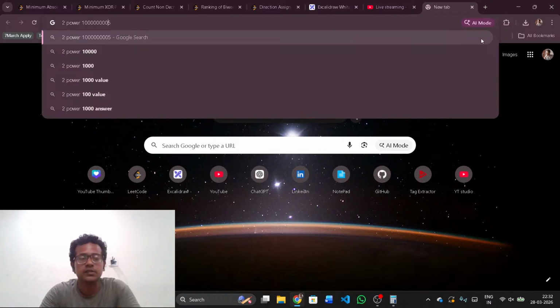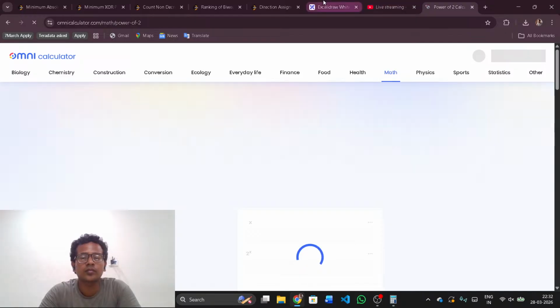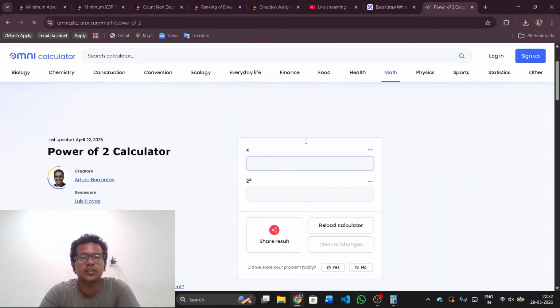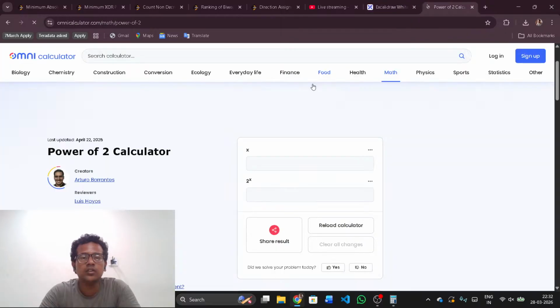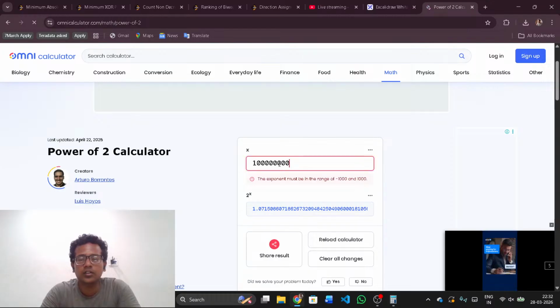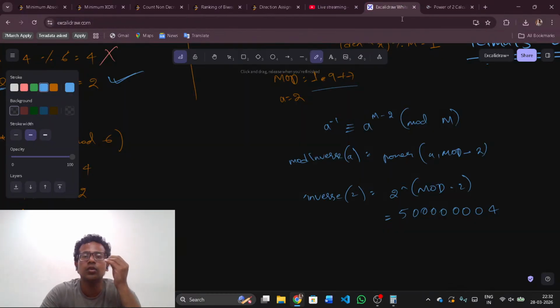Let's take 0. Okay. 2 power mod minus 2, right? 1, 2, 3, 4, 5, 6, 7, 8, 5. Okay, the x1 must be in the range of, oh God. So, okay, I think you got it.